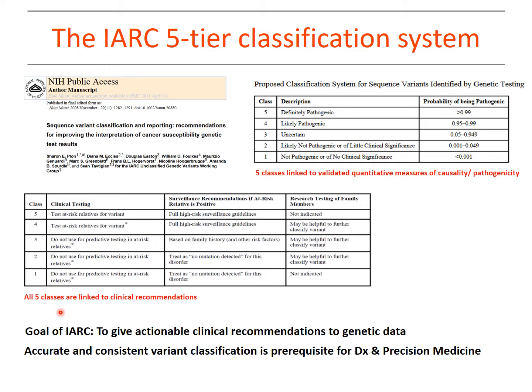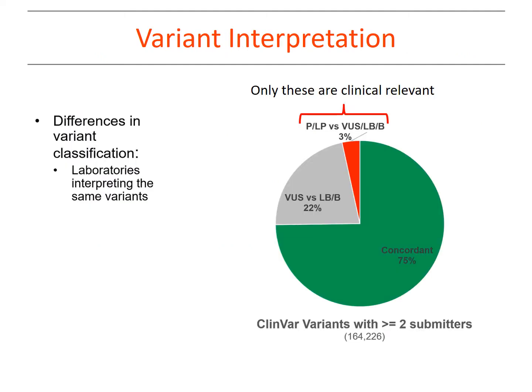The goal of IARC in this sense is to give actionable clinical recommendations to genetic data, and this is, as we all may know, an accurate and consistent variant classification, a prerequisite for genetic diagnostics and also precision medicine in the future. So why are we speaking about variant interpretation and discrepancies? This is a screenshot from ClinVar, and it shows you submissions with more than 2 submitters, and you can see here that most of them are actually concordant.